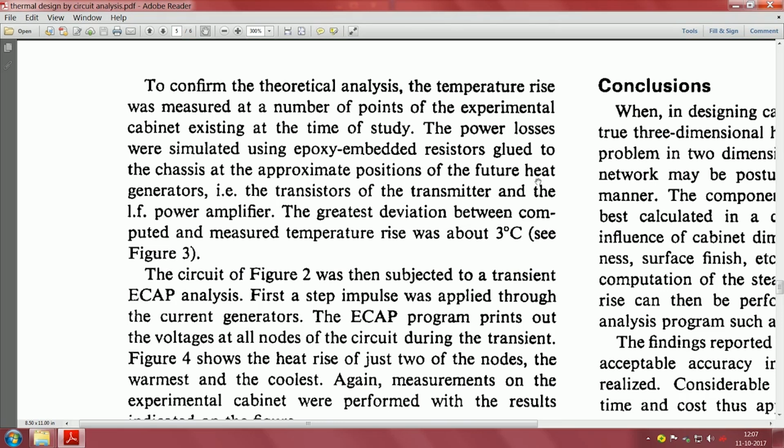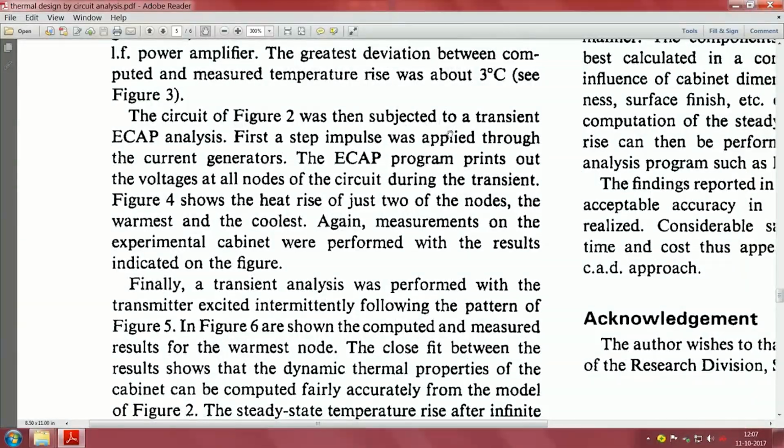Glued to the chassis at the same positions of the future heat generators, transistor, the transmitter and the power amplifiers, the greatest deviation between computed and measured temperatures was only about 3 degrees centigrade. Then it comes to the circuit which I had shown earlier, was put through the ECAP program and then impulse was applied through the current generators. The ECAP program prints out voltages at all nodes using transient, shows the heat rise of just 2 of the nodes, warmest and the coolest. Again, measurements on the experimental cabinet were performed with the result indicated in the figure.